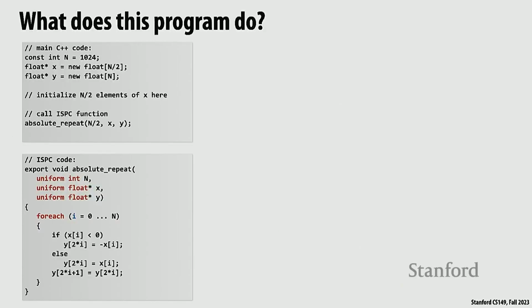It's valid. But what does it do? Takes every element, computes the absolute value, and stores it twice in the output. It's a valid program. The input array is of size n. The output array better be of size 2n. Right? Okay, so that's all it does.